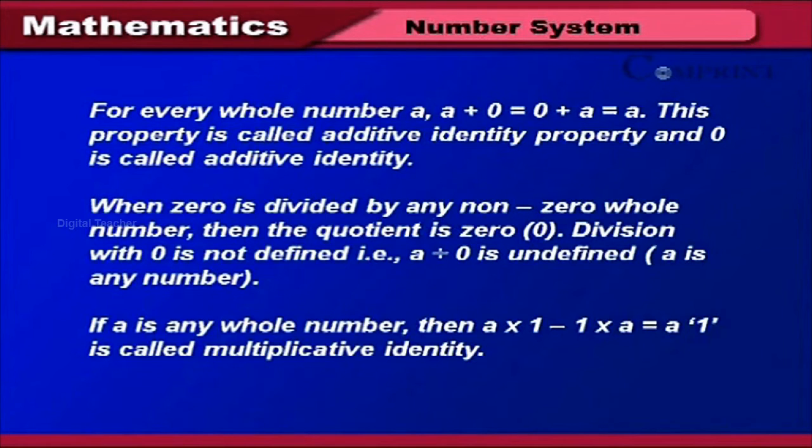When 0 is divided by any non-zero whole number, the quotient is 0. Division by 0 is not defined, that is, A divided by 0 is undefined. If A is any whole number, then A times 1 is equal to 1 times A is equal to A. 1 is called the multiplicative identity.